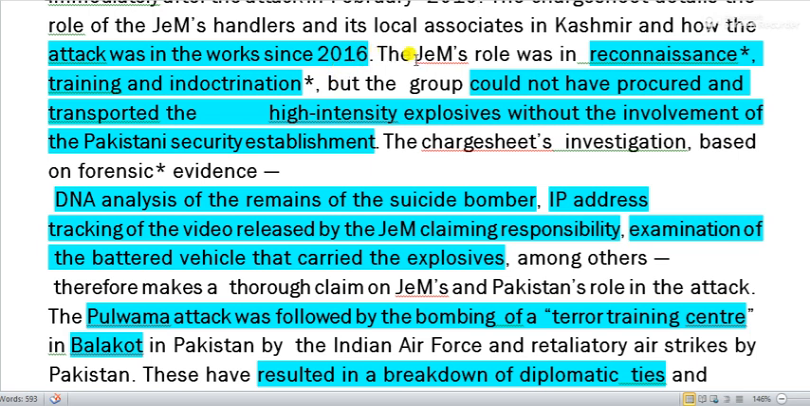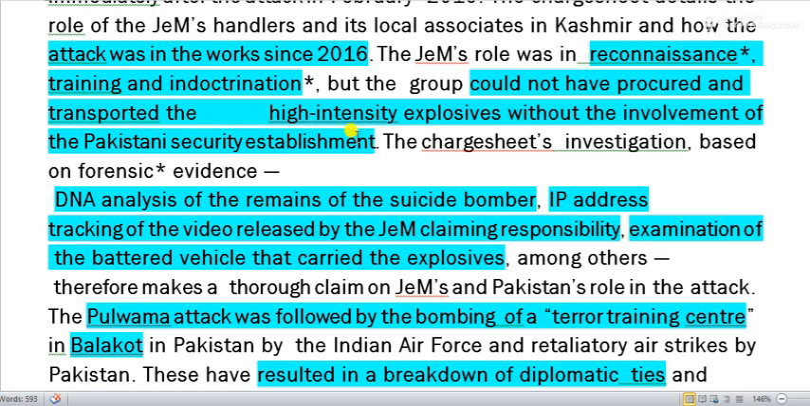The JEM's role was in reconnaissance, training, and indoctrination, but the group could not have procured and transported the high-intensity explosives without the involvement of the Pakistani security establishment.